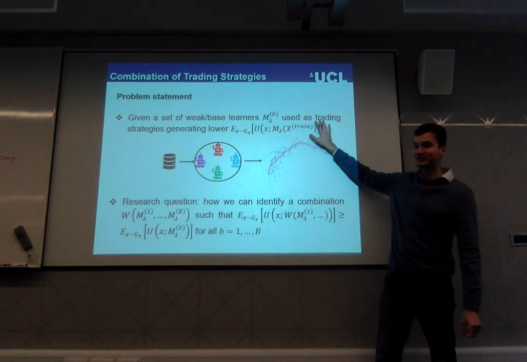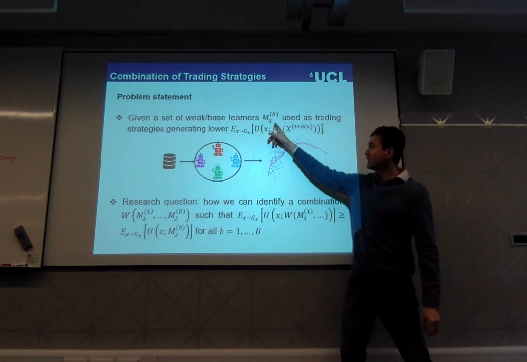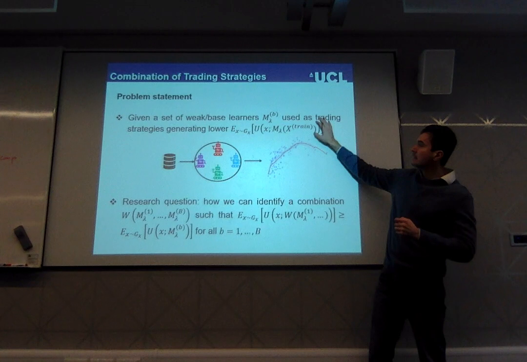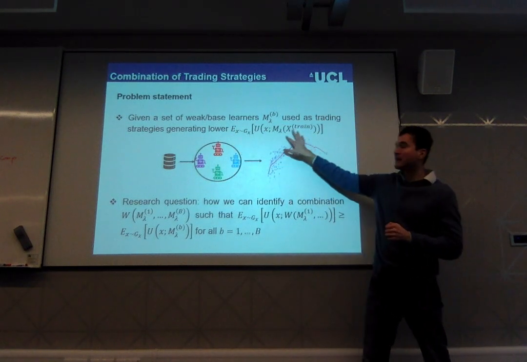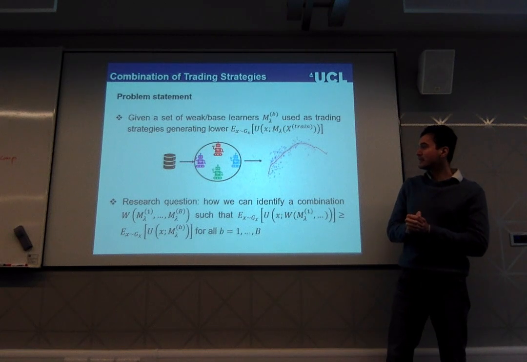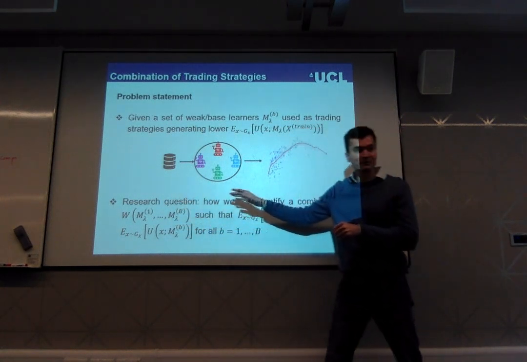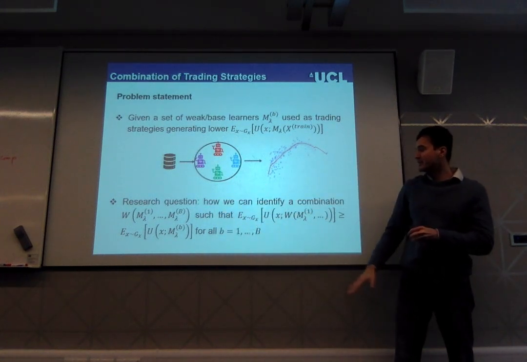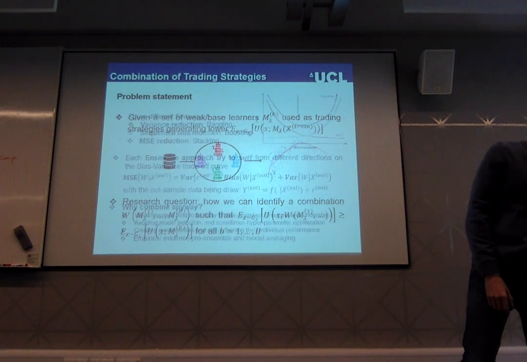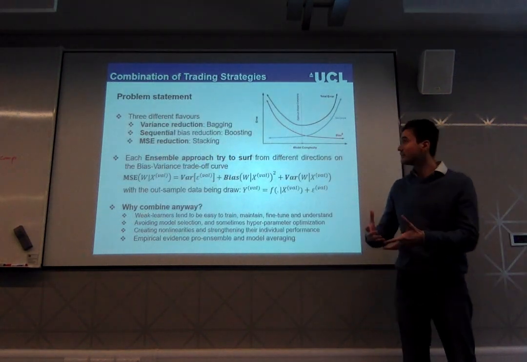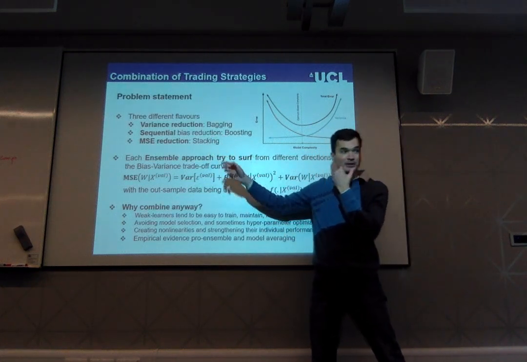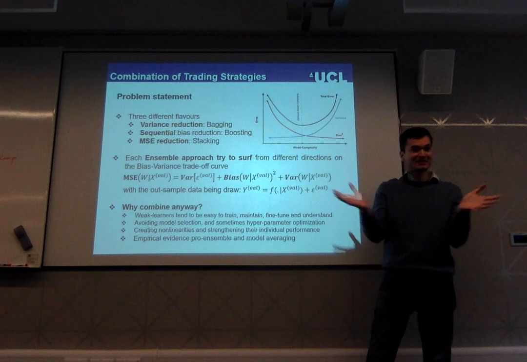You have a set of weak base learners, the very machine learning way of explaining. So you have training strategies again here, but they're weak. They're like decision trees or linear regressions and so on. And they are generating lower expected performance. And you want to magnify them, empower them. So what you can do is build several of them and identify a combination of them such that the performance metric gets improved by the combination. There are different flavors in machine learning. You can do variance reduction, which is usually a technique called bagging. You can do sequential bias reduction, which is called boosting. Or you can do MSE reduction, which is stacking.